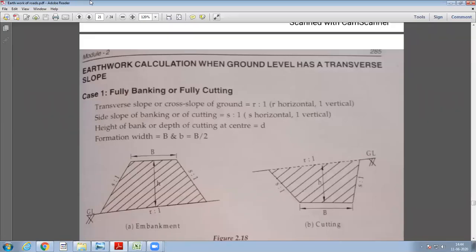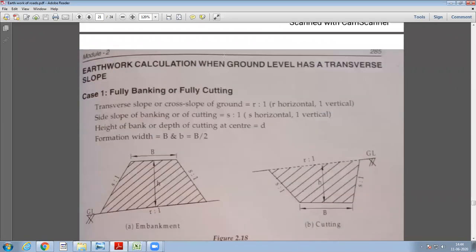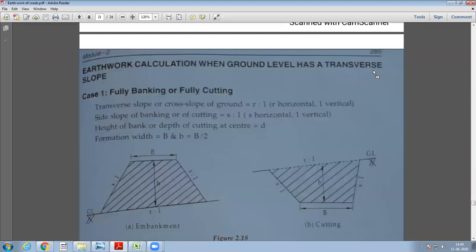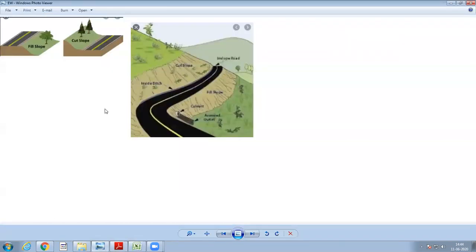Dear students, today let us learn the new problem on earthwork of roads. In this case, we have a ground level with transverse slope. In the previous problems, we had a ground level with transverse slope as 0. There was no transverse slope. Let us see what this transverse slope means. This is called transverse slope.